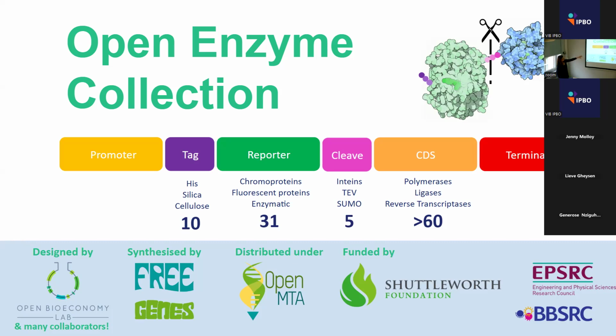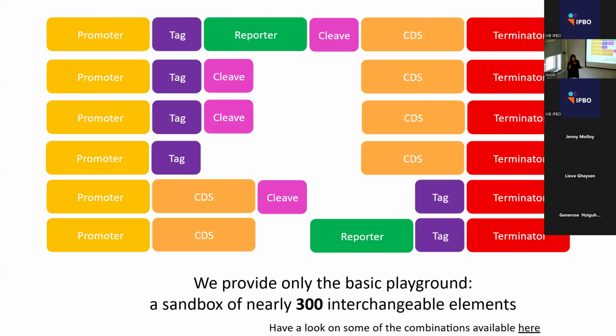But we also need regulatory sequences. So maybe we want to express it in a certain timing, a certain way. We need promoter sequences. We need tags to purify the enzyme as well. So we basically created these building blocks in collaboration with many other people who put this together, and an initiative at Stanford called Free Genes that helped us synthesize everything. So we have around 300 interchangeable elements that you can combine.